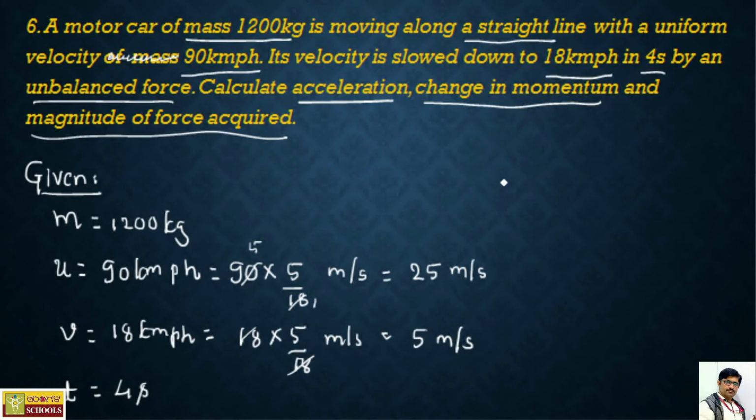Therefore you need to calculate the acceleration of the motor car, which is equal to how much. Similarly, change in momentum, which can be taken as mv minus mu, is equal to how much. And magnitude of force acquired means magnitude of force, which is equal to how much. These are the parameters we need to calculate. So first step is to solve for acceleration. So solution part number one.